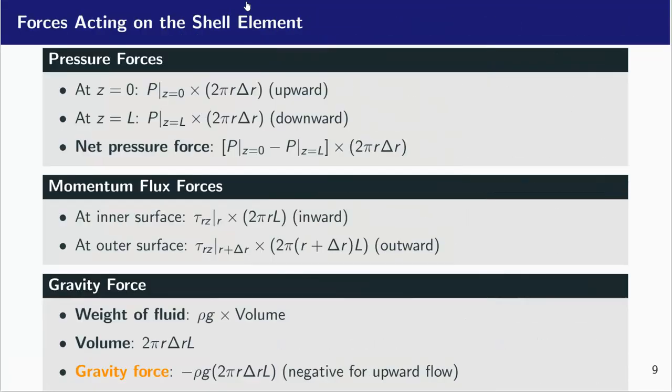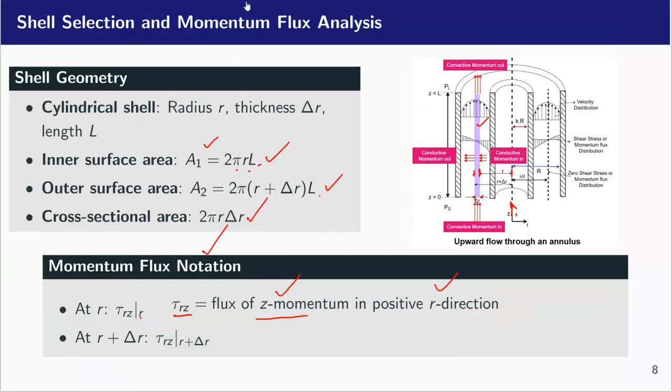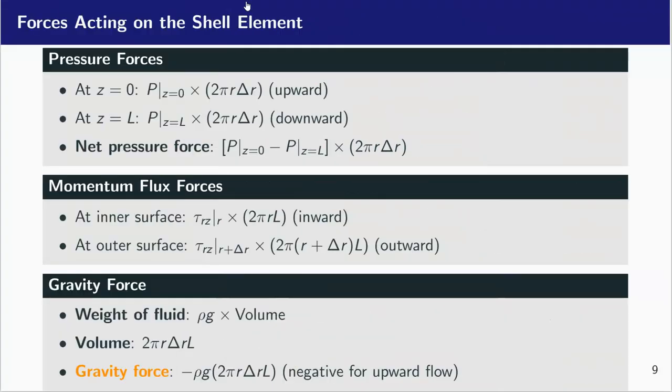Now the pressure force is also acting on the cell. At z equal to 0 there is p0, and at z equal to L it is pL. So at z equal to 0, p0, into, to get the force you have to multiply it with 2 pi r into del r. That is the cross section into pressure, which gives the upward force. Another is at z equal to L, pL into 2 pi r dr, which is the downward force. So the net pressure force will be (p at 0 minus p at L) into 2 pi r dr.